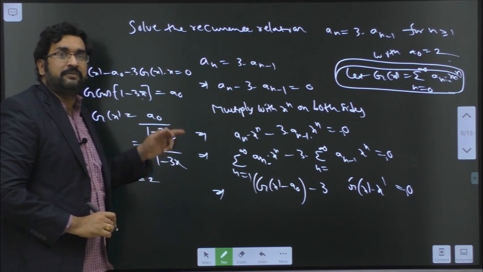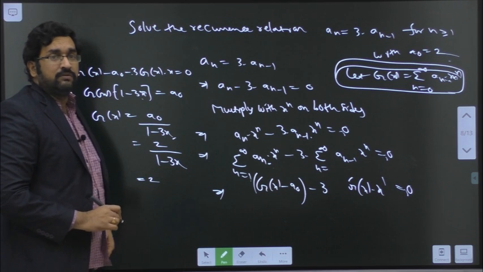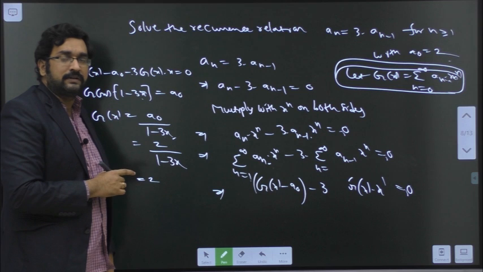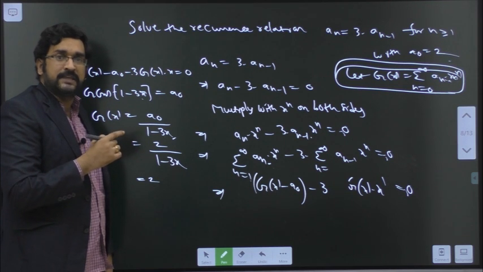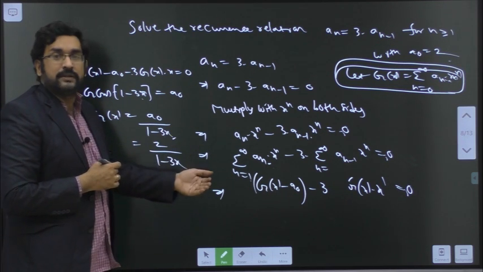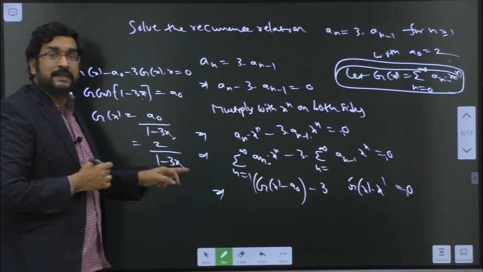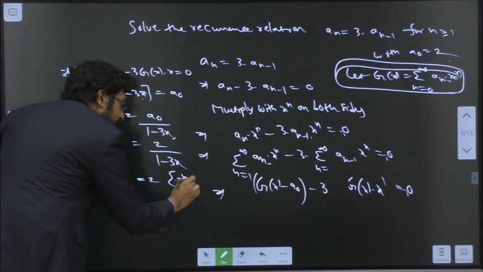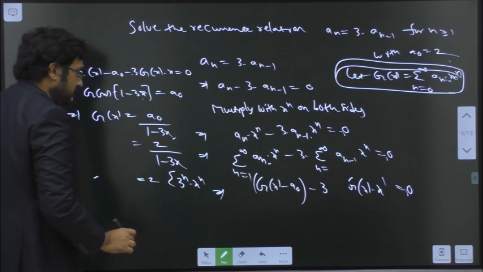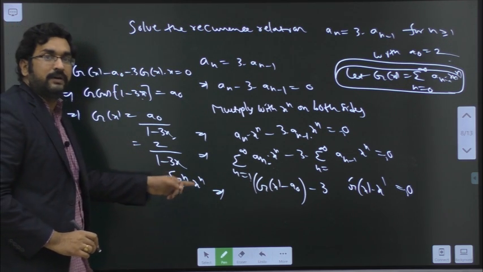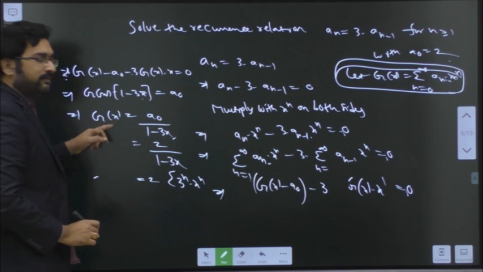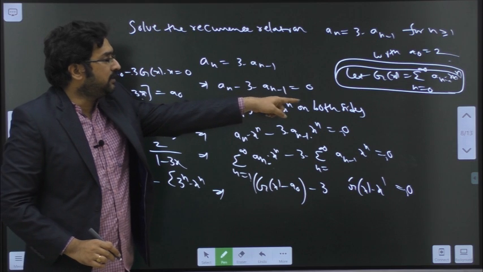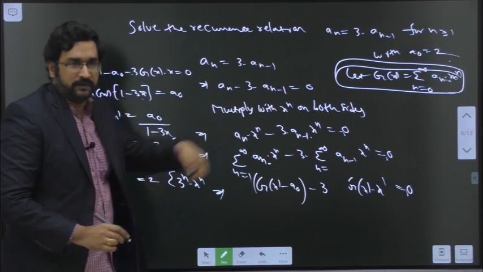It is in the form 1 by 1 minus ax. We know that 1 by 1 minus ax is the generating function for the sequence sigma a power n x power n. So according to that formula, 1 by 1 minus 3x can be written as sigma 3 power n into x power n. So 2 into sigma 3 power n into x power n is equivalent to g of x. What is g of x? Sigma n equal to 0 to infinity a n x power n.